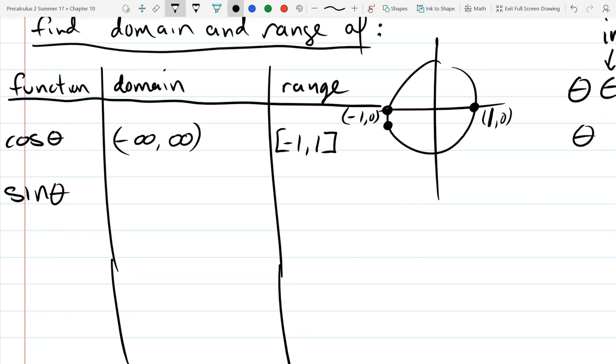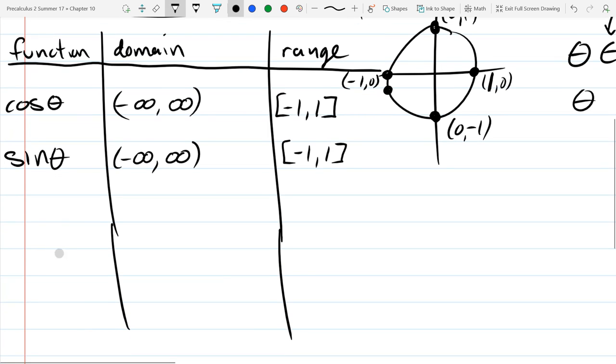Sine, really similar. Any point on the unit circle has a y coordinate, no matter what. So there's no bad angle. After this, all the rest of the trig functions have plenty of bad angles, and we'll look at those carefully. Range, same thing, except here is the smallest y value, here is the biggest y value, and of course the biggest y value is 1, smallest y value is negative 1. So it's a little strange, it's got the exact same domain and range as the cosine function.